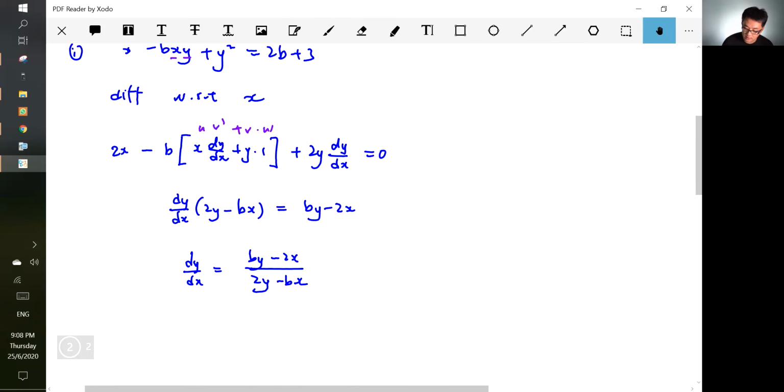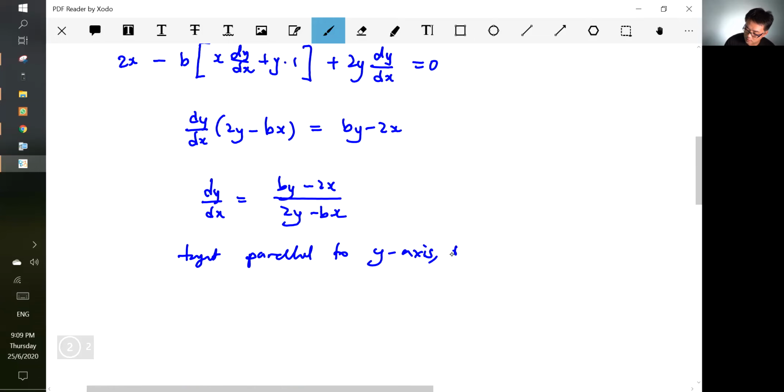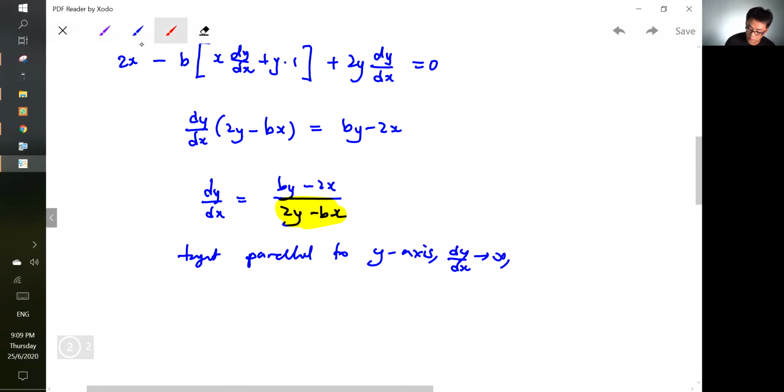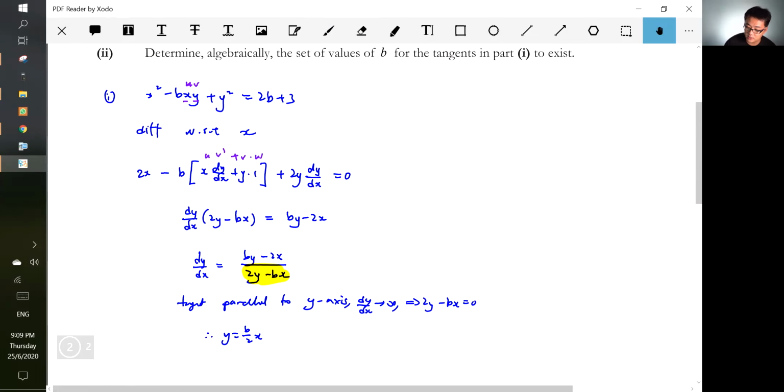Now, if you want the tangent parallel to the y-axis, it means dy dx will tend to infinity. It means the bottom will become 0. So 2y minus bx equals 0, so y equals to b over 2 x. Okay, this is what you want. It means you need to satisfy this equation here.